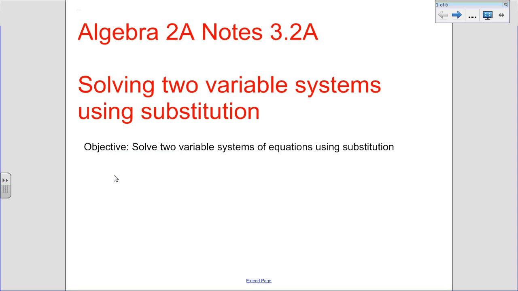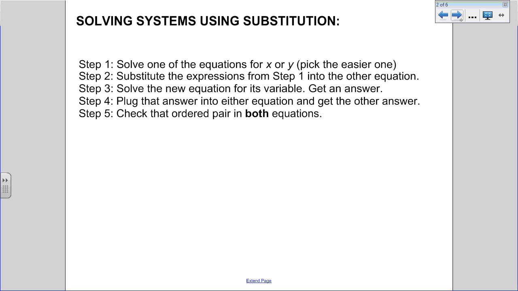Our goal tonight for lesson 3.2 is to solve two variable systems of equations using substitution. So lesson 3.2 takes a look at using algebra. We've used graphing, but now we need to rely on our algebra. So let's take a look at what that process looks like.